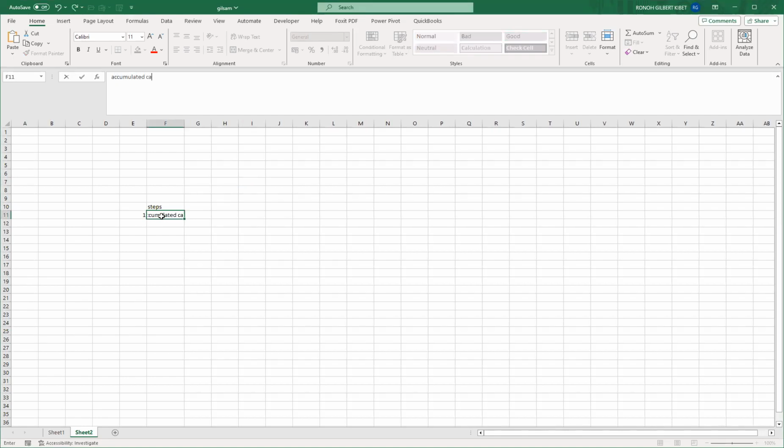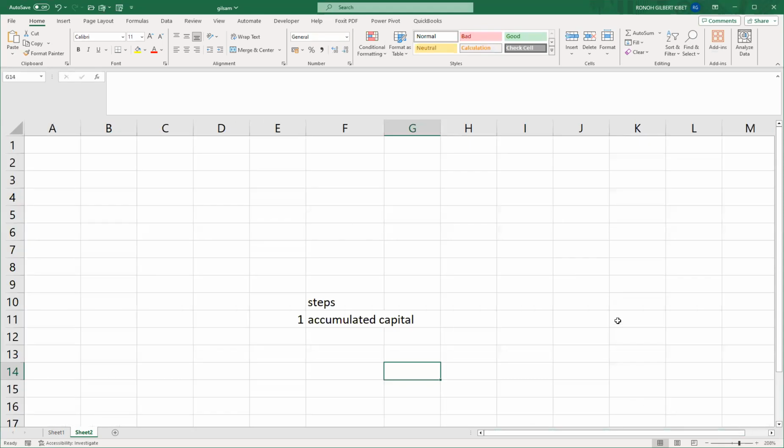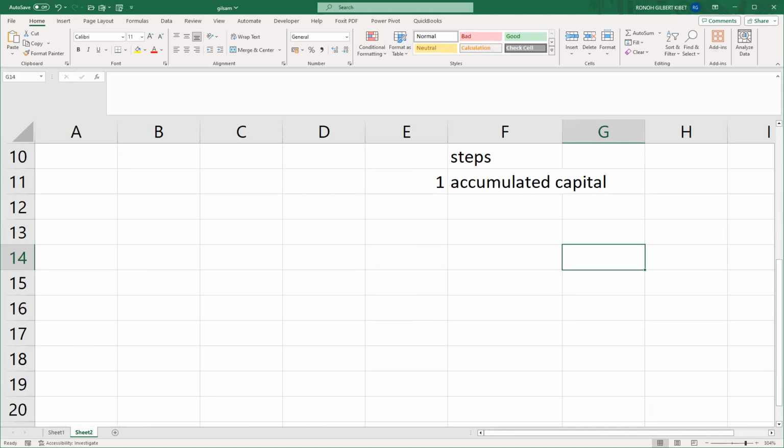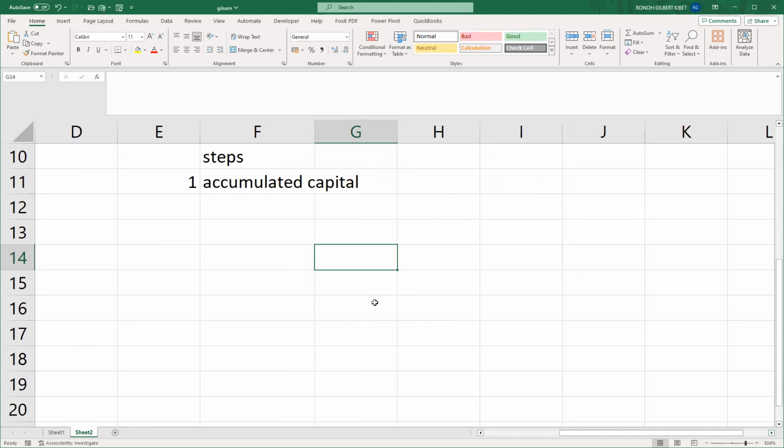Can you zoom in? Yes. Can you zoom in? Yeah, that's better. Yeah, a little smaller.